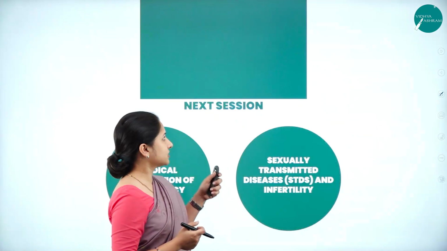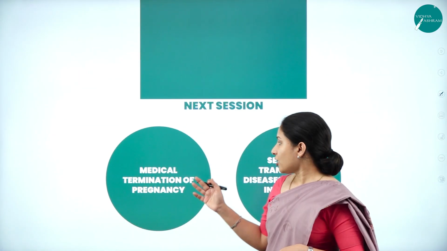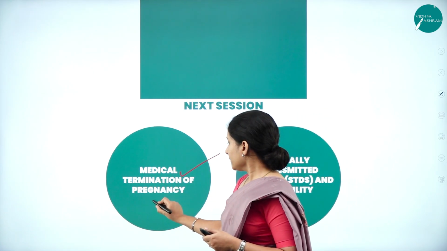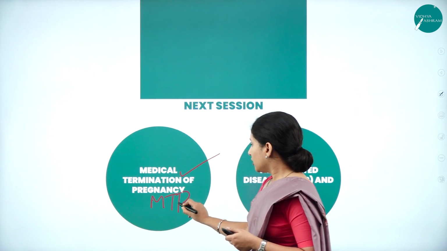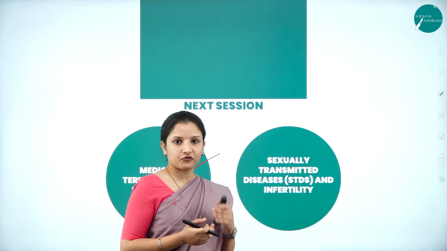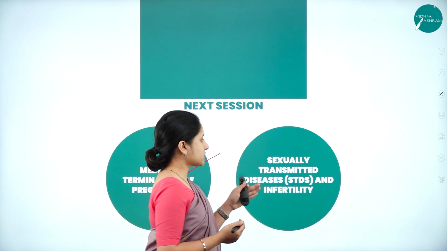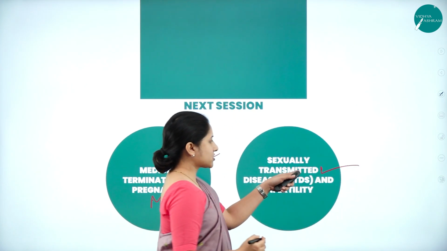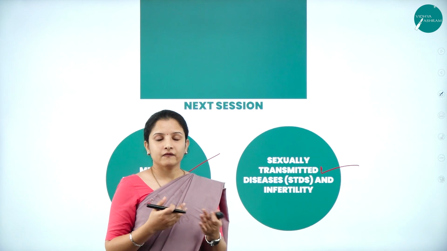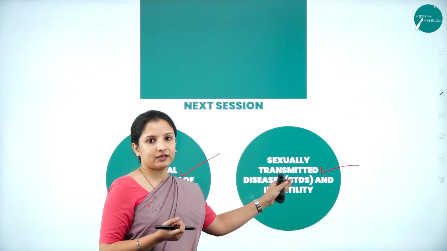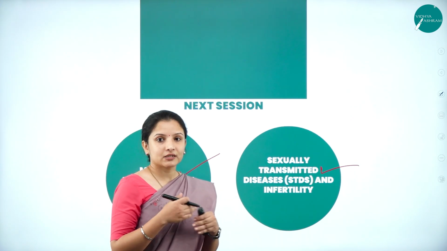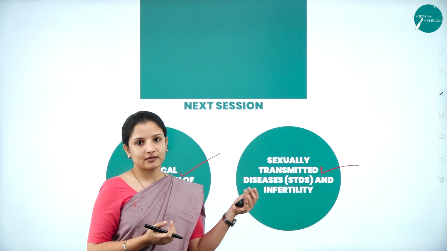So I hope you have understood this session. In the next coming session, we'll talk about medical termination of pregnancy, which is also called MTP. So what are the drawbacks or advantages of MTP, that is medical termination of pregnancy? That we'll study in the coming session, and we'll also learn about the sexually transmitted diseases. Because of the sexually transmitted diseases, infertility can occur in a female. So what are the causes behind the infertility? What are the different sexually transmitted diseases? And how can we prevent them, what are the reasons for those STDs, all these we'll study in the coming sessions.